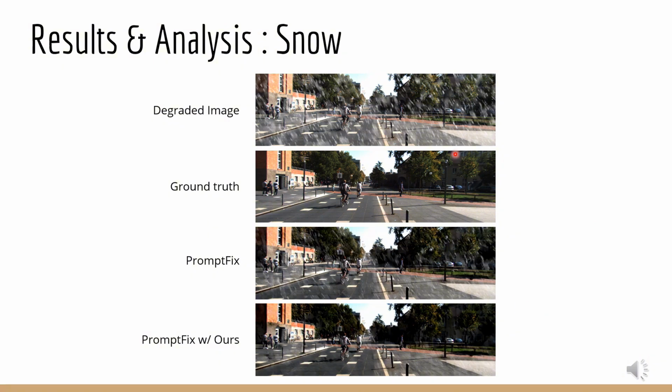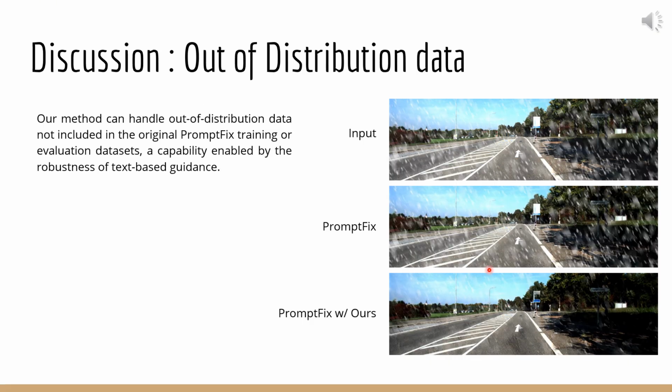In the desnowing task, our method delivers clearer and more natural outputs by significantly reducing noise and enhancing visibility. While PromptFix performs well in handling smaller snowflakes, it struggles to effectively reduce larger ones. In contrast, our method demonstrates the ability to handle snowflakes of all sizes, providing a more comprehensive solution. Our method can handle out-of-distribution data that includes degradations originally addressable by the PromptFix model, enabled by the robustness of text-based guidance.